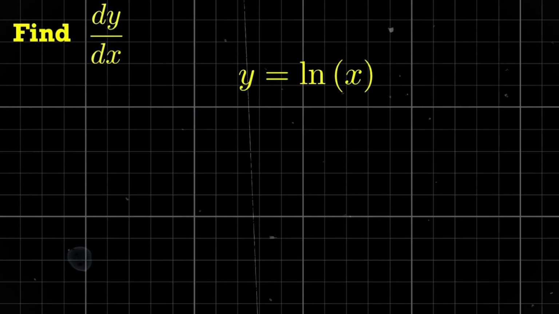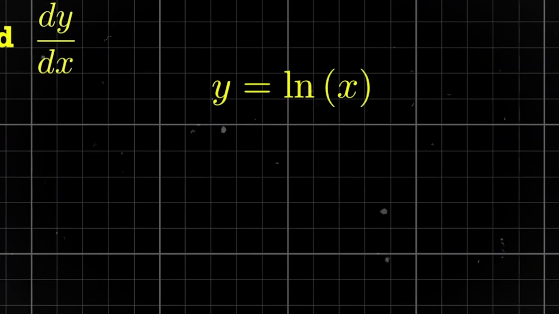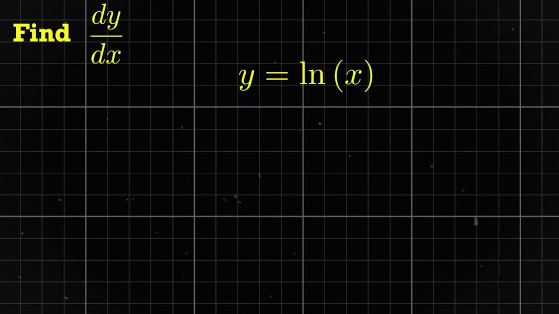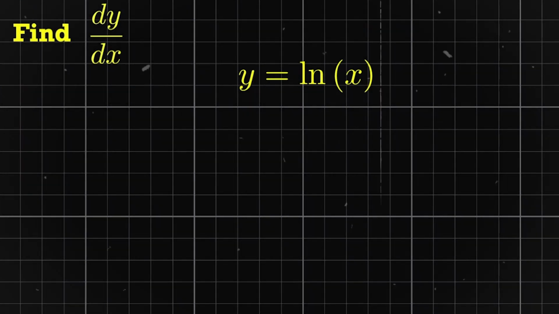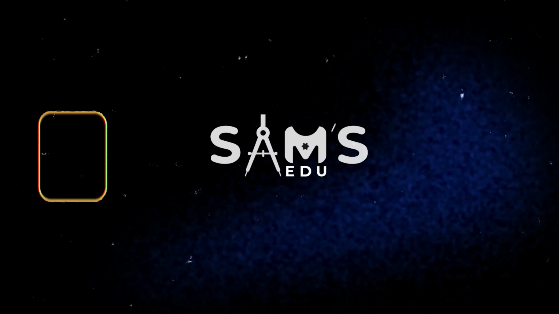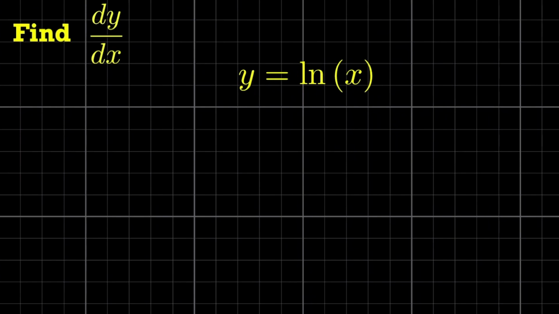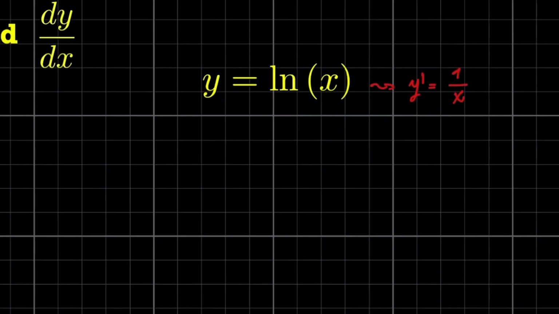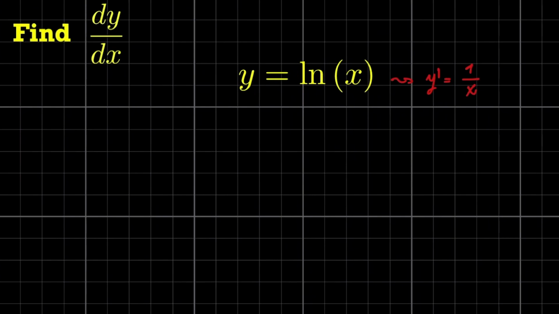In a previous video, I explained how to integrate the function ln of x and what's the method that we can use in order to integrate this function. Now in this video, I want to explain how we could derive the function ln of x. If you look in any formula sheet, you'll find that the derivative, here y prime, of the function ln of x is actually 1 over x. But I want to explain how we got to this 1 over x.